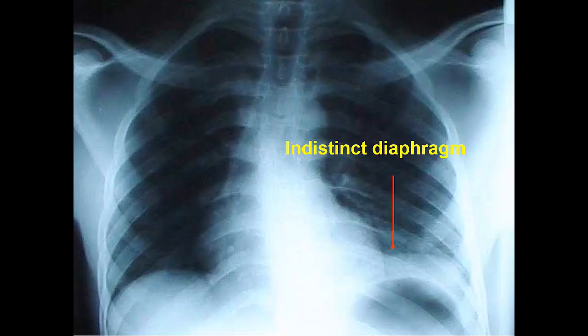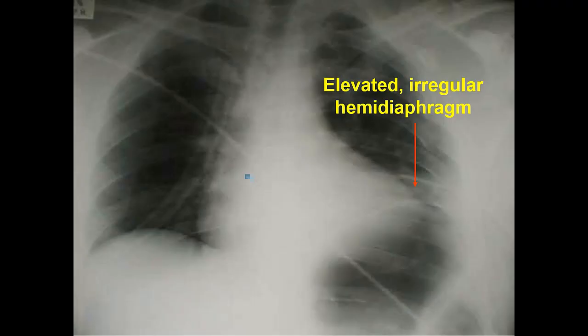This is an upright chest x-ray, and you'll notice that we have an indistinct diaphragm here. And you'll notice also below it the stomach bubble has risen up. So do we actually have a ruptured diaphragm? This is what an elevated diaphragm looks like, and we can also see here a close-up of the diaphragm in the next image.